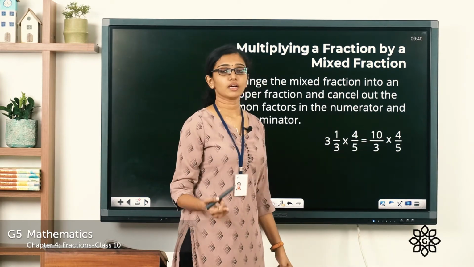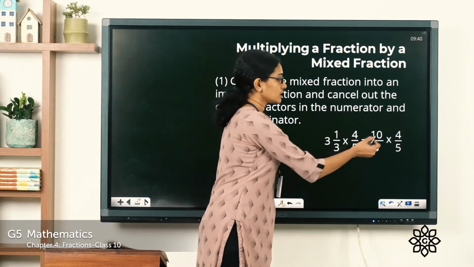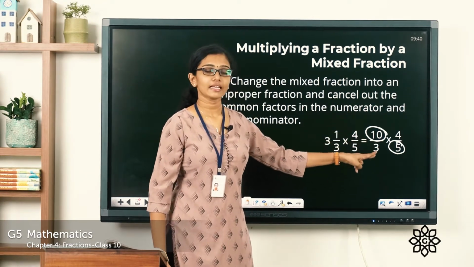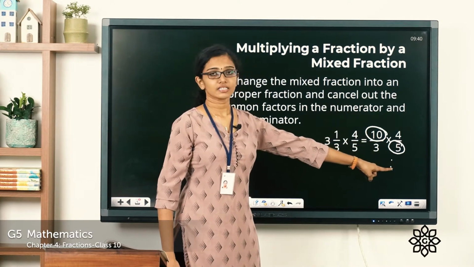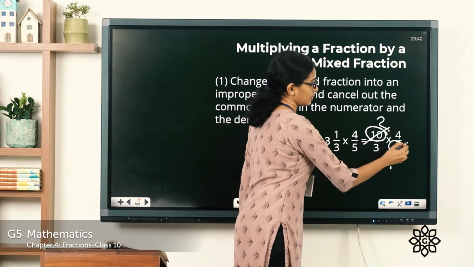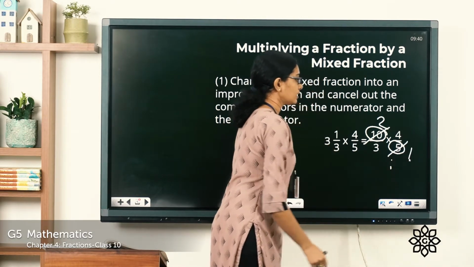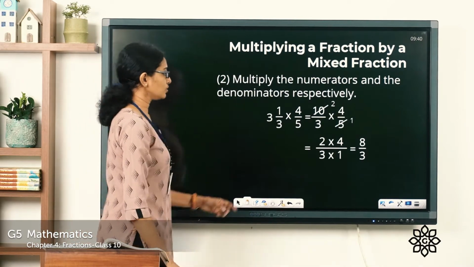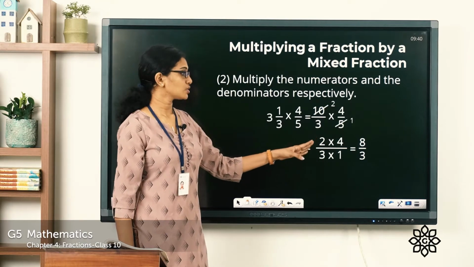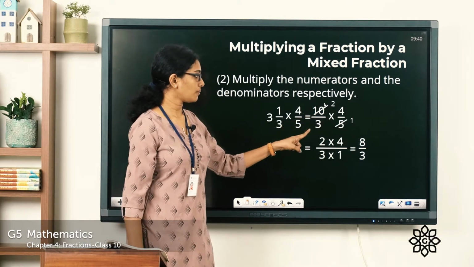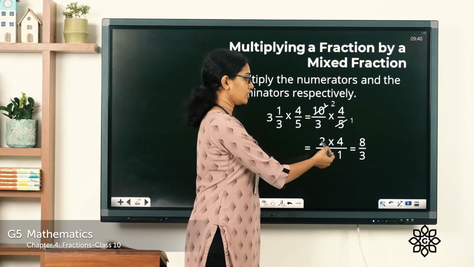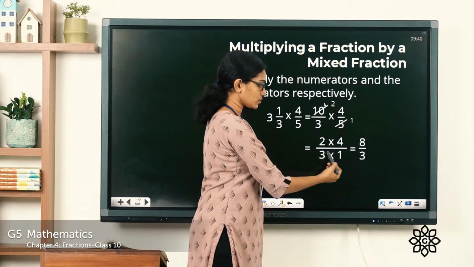Now we have to cancel out the numbers which have common factors. See, this number 10 and 5, both of these are multiples of 5. So we can divide this numerator and this denominator by the number 5. So what is 10 divided by 5? It is 2. What is 5 divided by 5? It is 1. So after cancelling out the common factors, it becomes 2 into 4 by 3 into 1. So that is equal to 2 into 4, 8, by 3 into 1, 3.